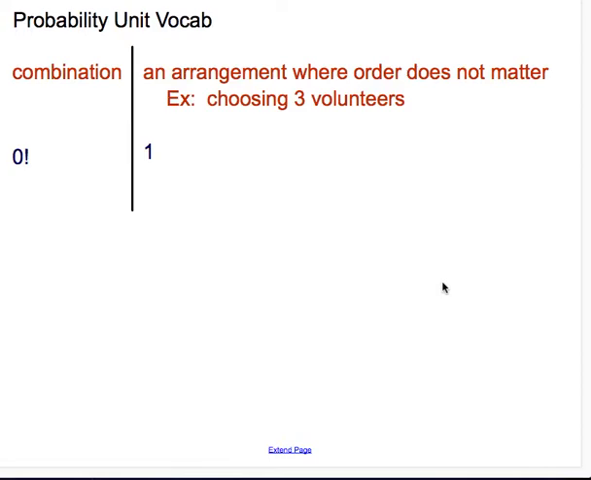Another thing we need to look at is the definition of 0 factorial. We're going to be seeing that later in this lesson. And 0 factorial is just defined to be 1. And I'm not going to go through the whole proof behind it. We just need 0 factorial to be 1 in order for this combination formula to work.